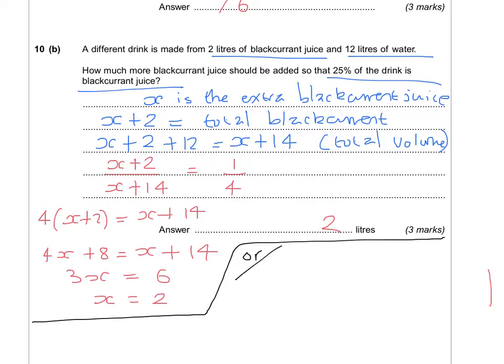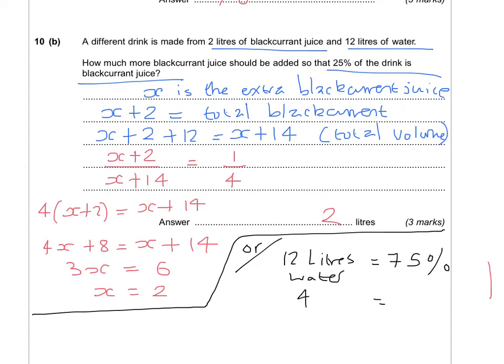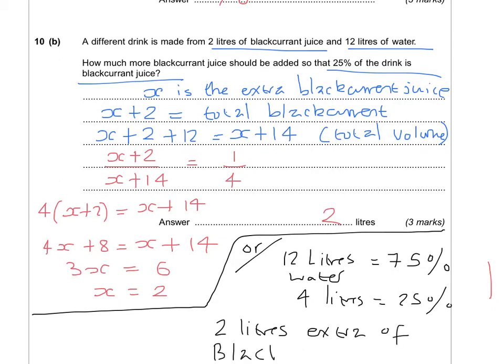Another way to think about this is that if we want 25% of the drink to be blackcurrant juice, then we want the 12 litres of water to represent 75% of the total, which means that 4 litres represents 25% of the total volume. Now, as we already have 2 litres of blackcurrant, we need 2 litres extra of blackcurrant to make up 4 litres in total.